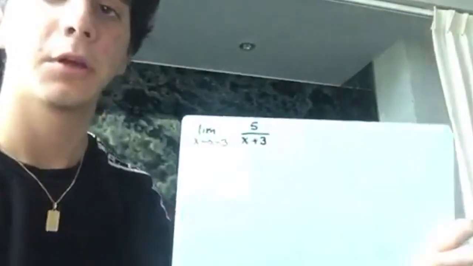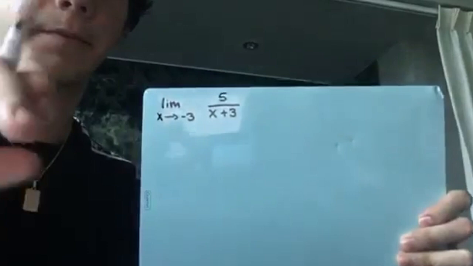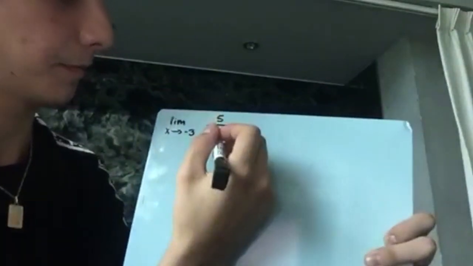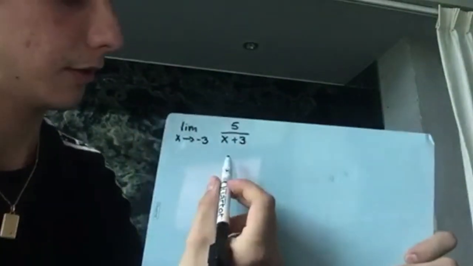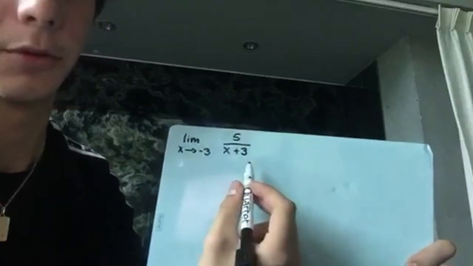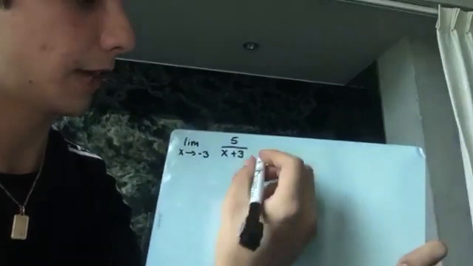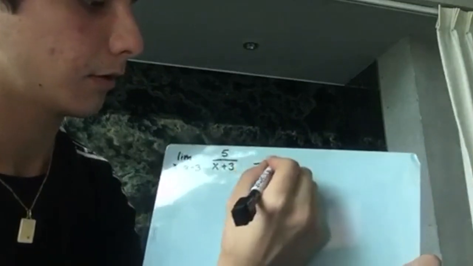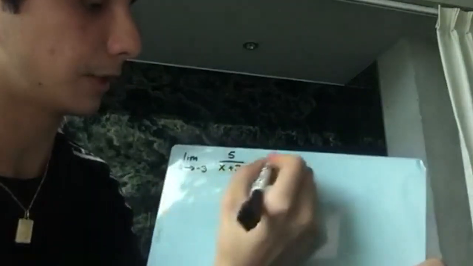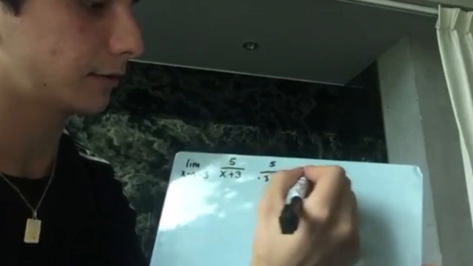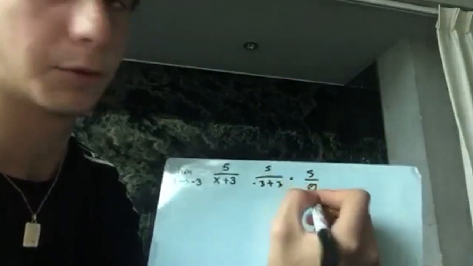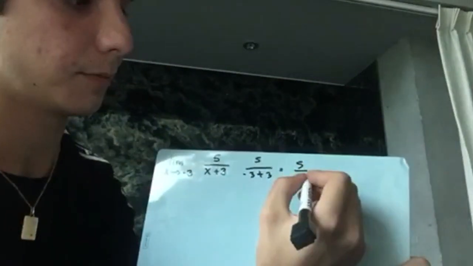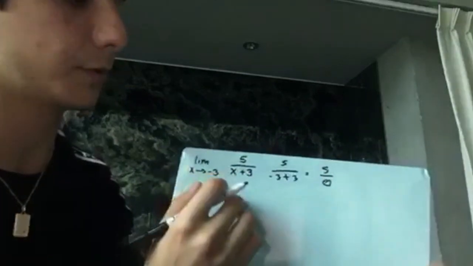So what we're going to do here is that, as we can see, our problem is no longer factorable. If we substitute -3 into x, we're going to get 5 over 0, which means we do have to do something. So this is what we're going to do.